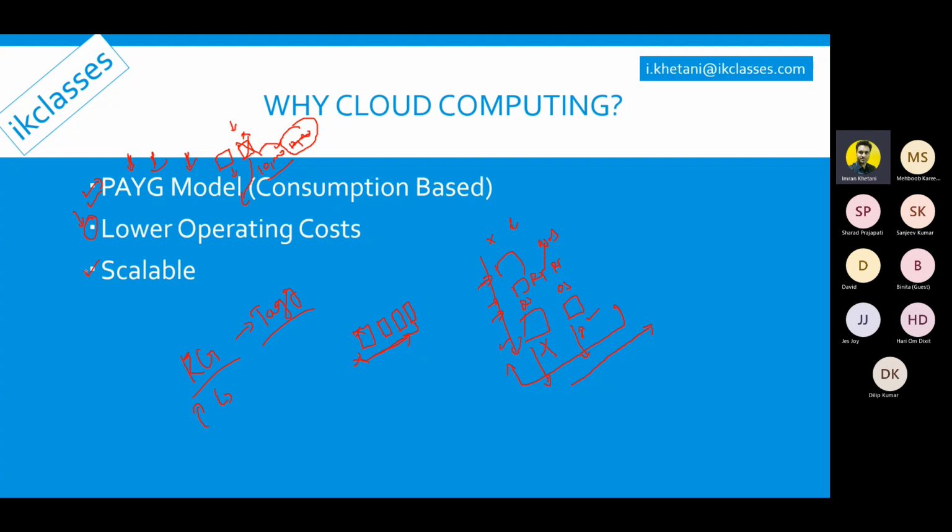Scalable in the sense that it depends on your requirement, whenever you want to scale it. In the traditional on-prem setup, obviously using VMware and Hyper-V, we can do that. But before virtualization, you needed to buy that hardware.